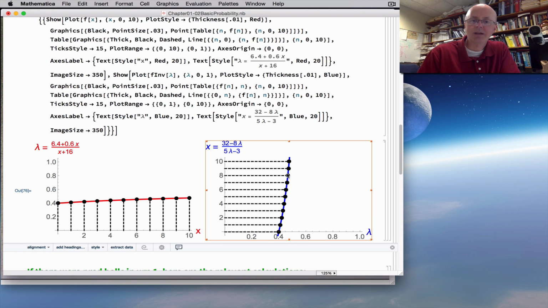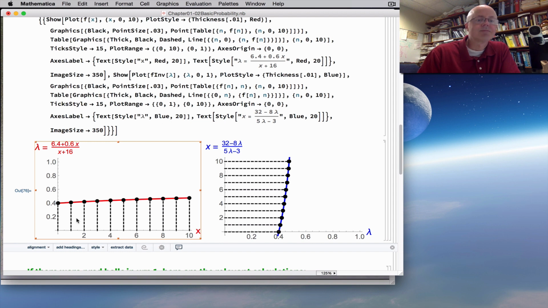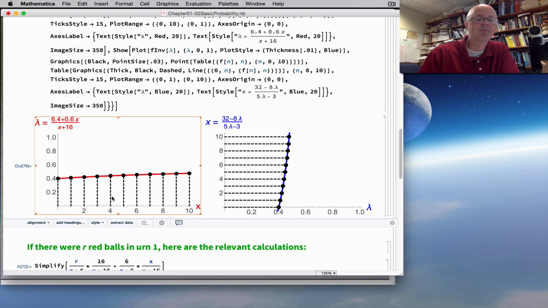The black dots are when x is a whole number greater than or equal to 0. This graph is the graph of the original function as a function of x, and these whole number values give you the corresponding values of lambda that you would then want to use if you were designing exam problems. Okay, just a couple different ways of thinking about it.